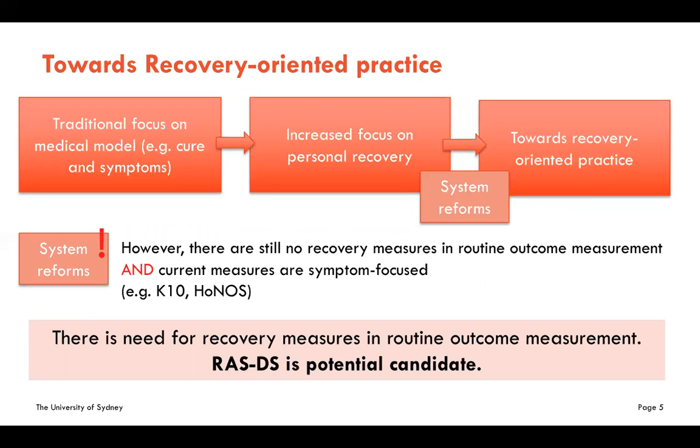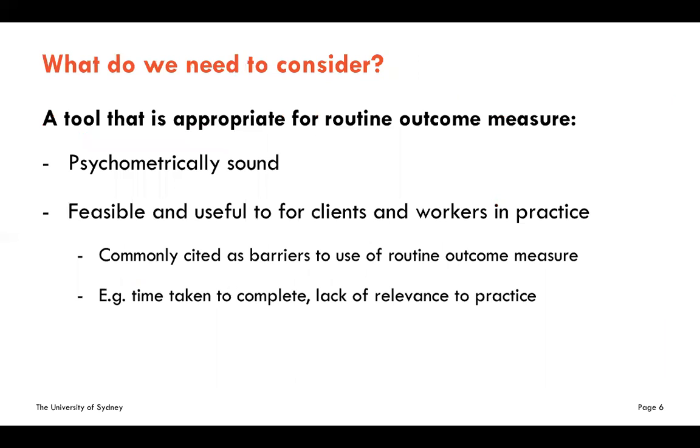RAS-DS is a potential candidate for this, as beyond its ability to measure recovery, its main aim is also to be used as a tool to guide and promote recovery-oriented practice. So what do we need to consider for routine outcome measures? A tool that is appropriate for routine outcome measurement should not just be psychometrically sound, but also feasible and useful in practice to clients and workers.